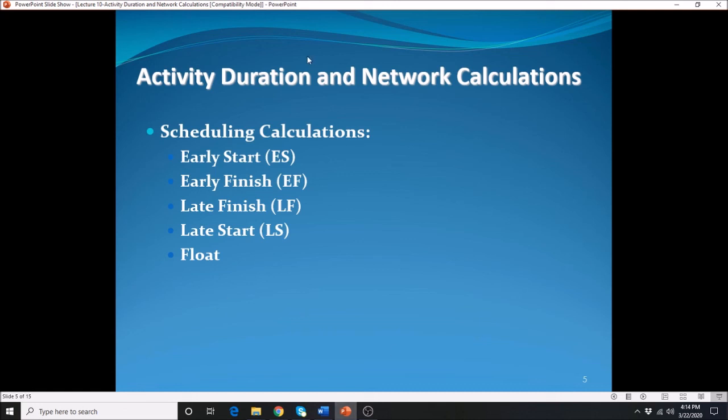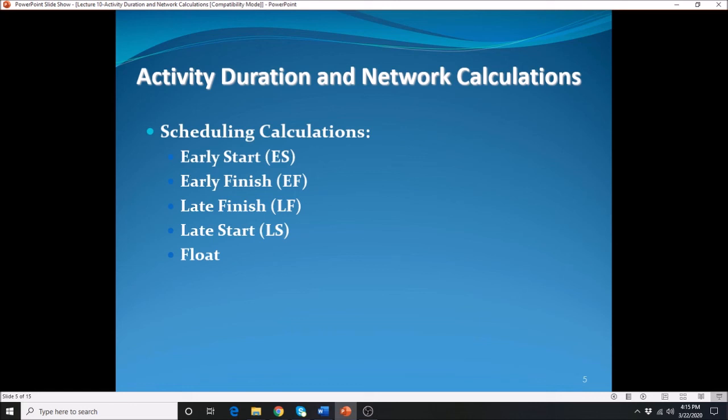And those are the early start, that is the earliest possible time that you will be able to start a given activity. The same thing with the early finish, the earliest possible time that you will be able to finish a given activity. And if ever there is available float time, what is the latest time that you will be able to finish or start a given activity. And then of course the last element is the float time.